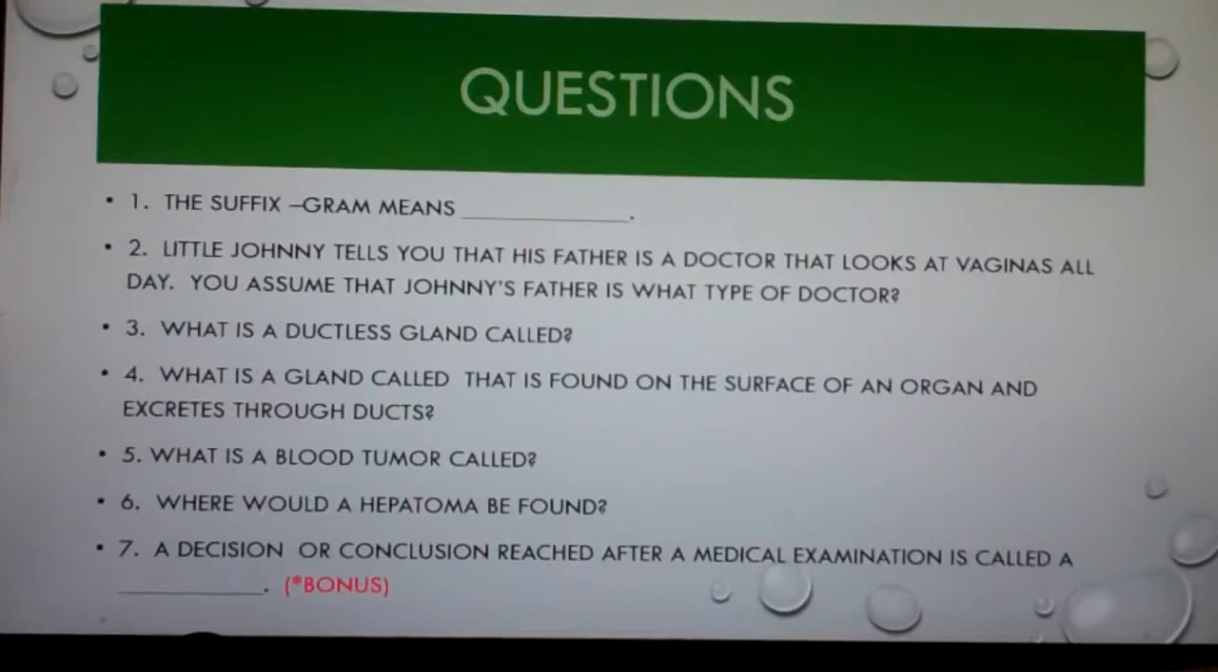Number 7 is a bonus question. As I said, that means we didn't go over it in this lesson, but it was in a prior lesson. A decision or conclusion reached after a medical examination is called a blank.